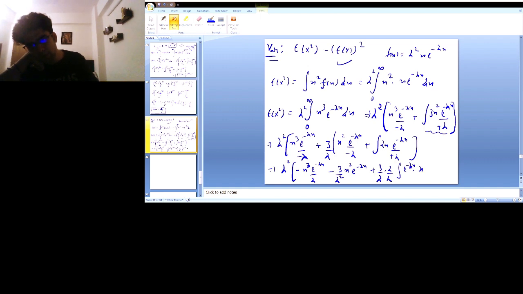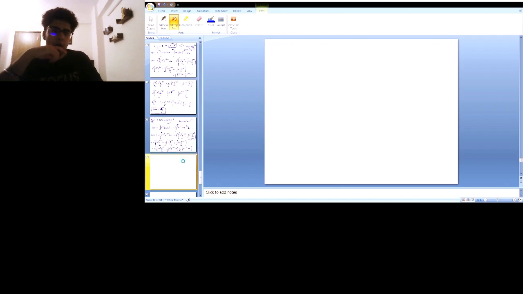This was the first. Now again, wait, let me just write this in the correct form. This is x e to the power minus lambda x dx. Going to the next page.